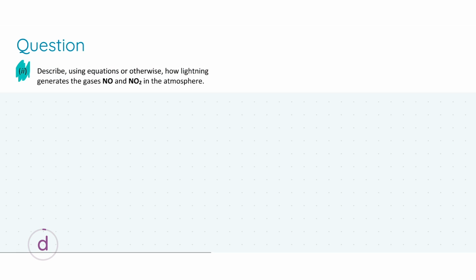In part 2, we were asked to describe, using equations or otherwise, how lightning generates the gases NO and NO2. First, I'm going to describe them and how they're formed using just words and a little bit of description, and then I'm also going to give you the equations, just to hopefully give you a little bit more insight as to what is happening.